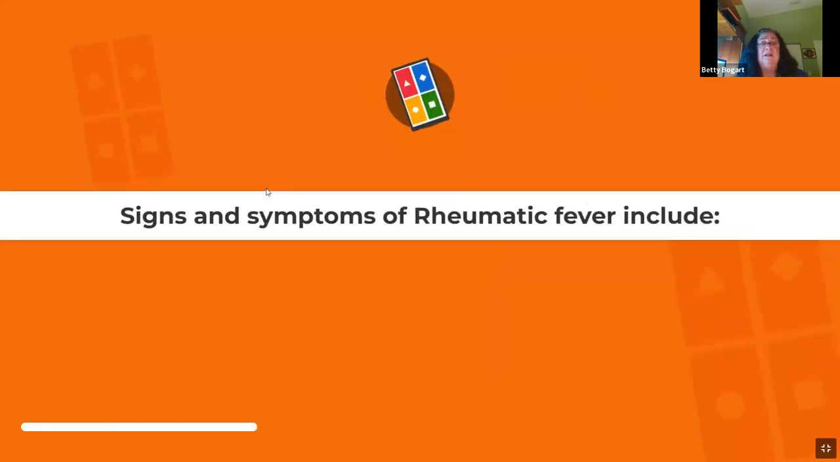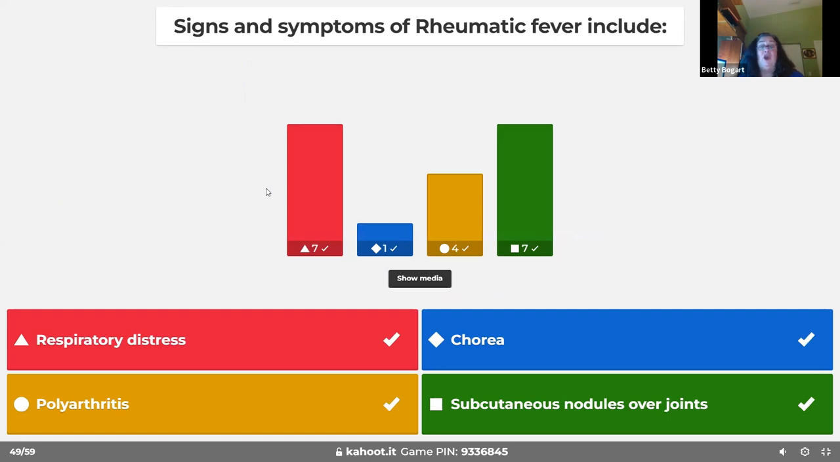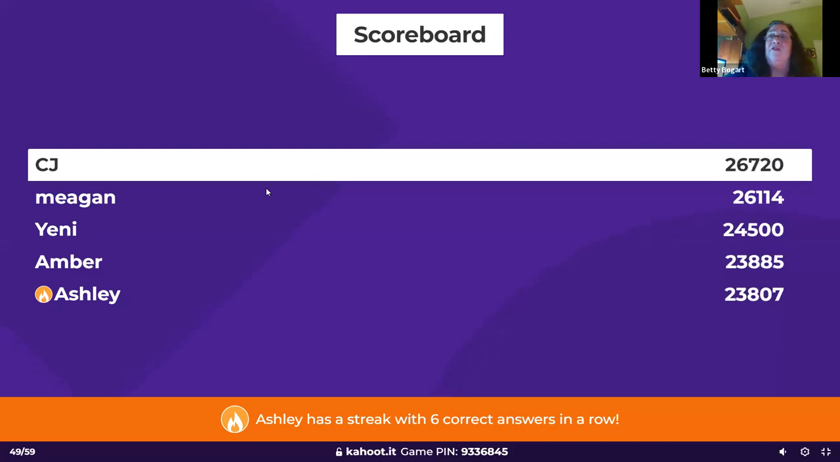A multi-select. Signs and symptoms of rheumatic fever include. Everything. Chorea is that movement where they're unsteady on their feet and shuffling and falling over. Sometimes that is the reason why they go to the doctor, and then they find them with polyarthritis, subcutaneous nodules, rash, fever. What is rheumatic fever? A strep infection not treated. How do we treat it? Antibiotics for at least a month, if not two.